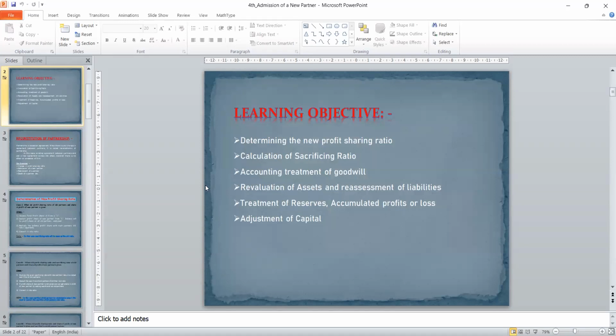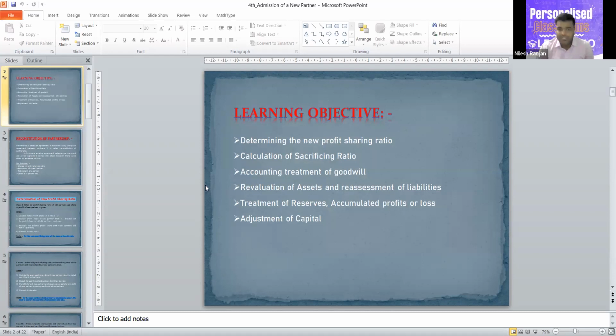So that's why we value our assets and we want to know the value of liabilities. That's why it is called reassessment. We assess whether there is any increase or decrease in liabilities, and we value our assets because there is certainty that there will be some increase or decrease in assets. So we want to know the profit or loss on those increases and decreases in assets and liabilities. That's why we do the revaluation.